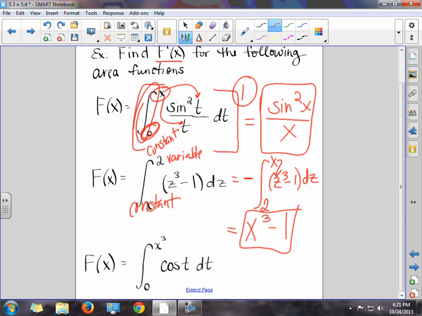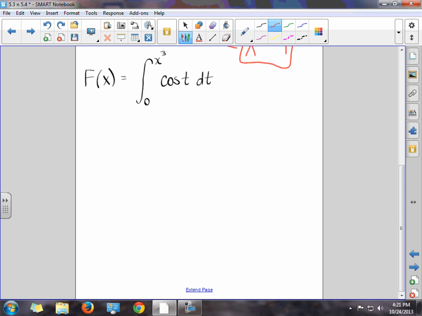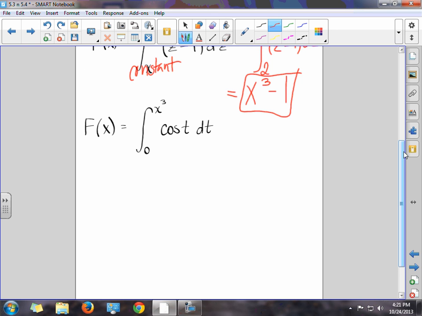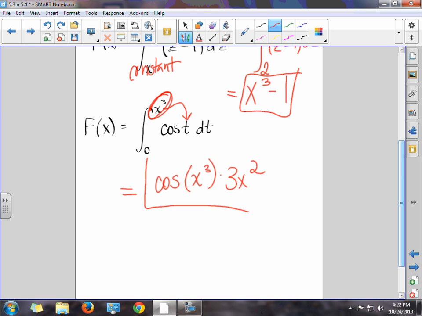For the last one, I've given you one where the derivative of your upper limit, that g of x, is not equal to 1. So let me show you how this is going to work. You're still going to take this upper limit and plug it in for t. But what you're going to have to do is take cosine of x squared cubed, and multiply the outside by the derivative of your inner function, which is going to be 3x squared.